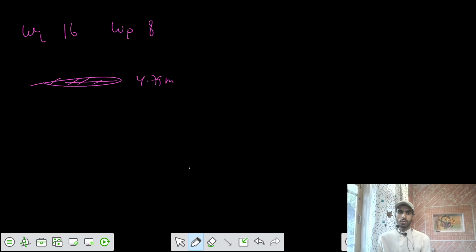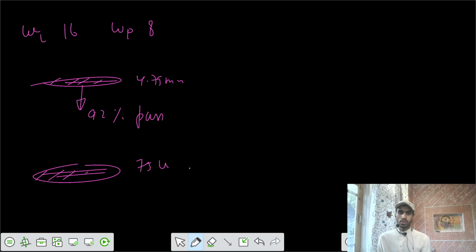Let's go for one more problem. Let's say the liquid limit is 16, the plastic limit is 8, and the 4.75 millimeter sieve has 92% passing. One more sieve is there, 75 micron, and 10% passes.